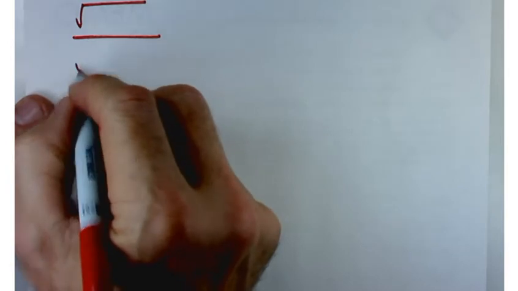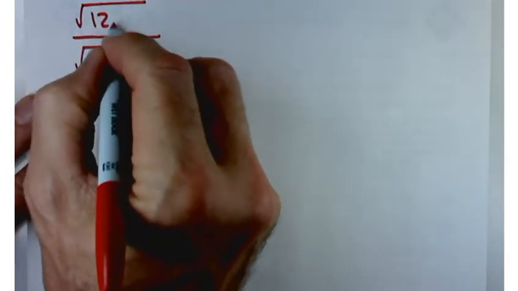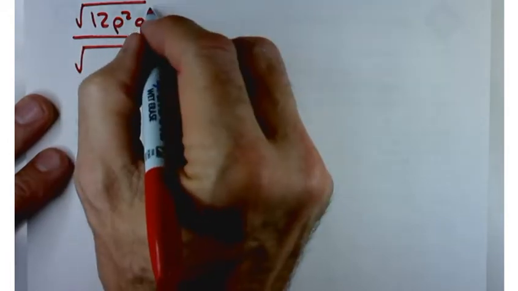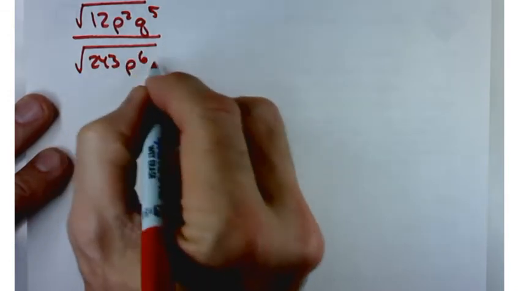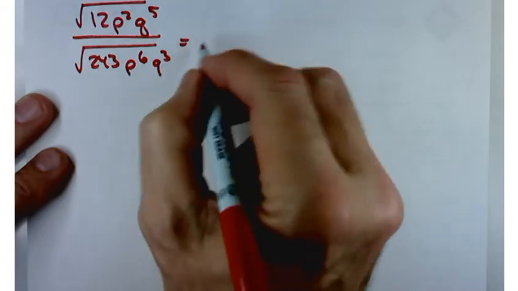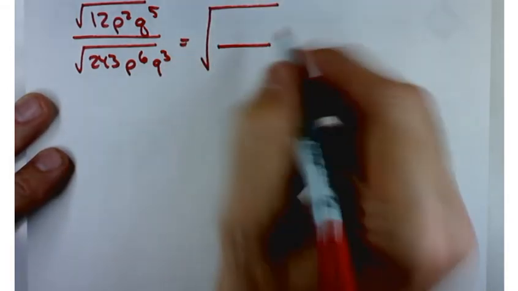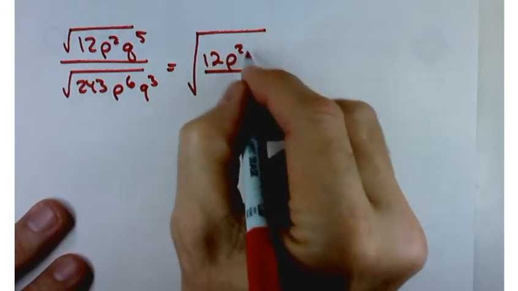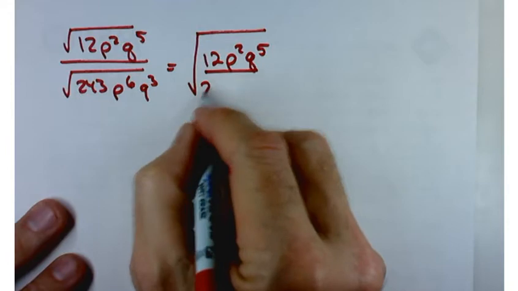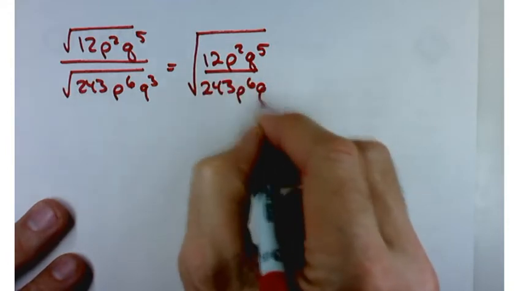Let's do one more like that. And this one's actually going to simplify even nicer, I think. This time we're working with square roots. Square root of 12 p squared q to the 5th over 243 p to the 6th q to the 3rd. Now, kind of like the last one, I'm going to start out by rewriting this as one big fraction. 12 p squared q to the 5th over 243 p to the 6th q to the 3rd.